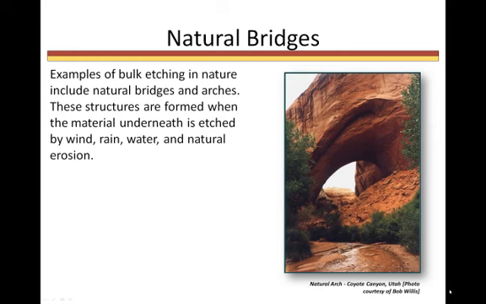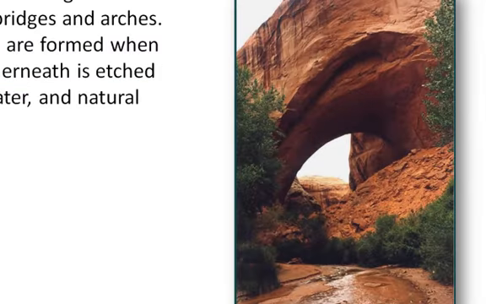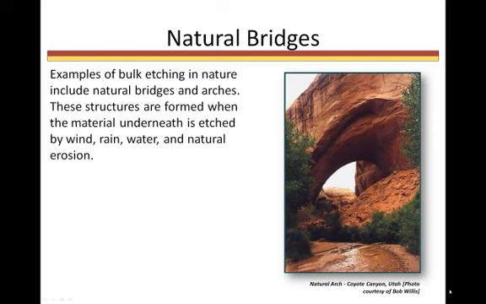So as you've seen, bulk etching is a process that removes select portions of a substrate or layer or removes the entire layer. Bulk etching is not unique just to microsystems. In fact, bulk etching is older than human existence. For example, in nature, bulk etching formed natural bridges and arches, as the natural arch seen here. These structures were formed when material underneath was etched or removed by wind, rain, water, and just natural erosion.